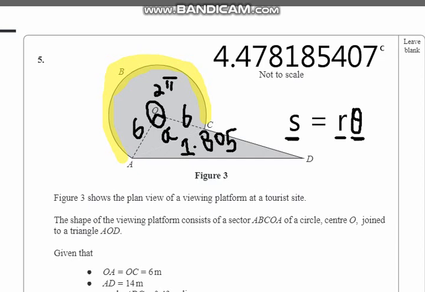Now what we'll do is take one decimal place, so that will be 4.4 or 4.5 you can say, and then multiply it with 6, the radius, and we'll find that our arc length will equal 26.9 meters, to one decimal place, and that's the final answer. That's 2 marks. Moving on to the C part.